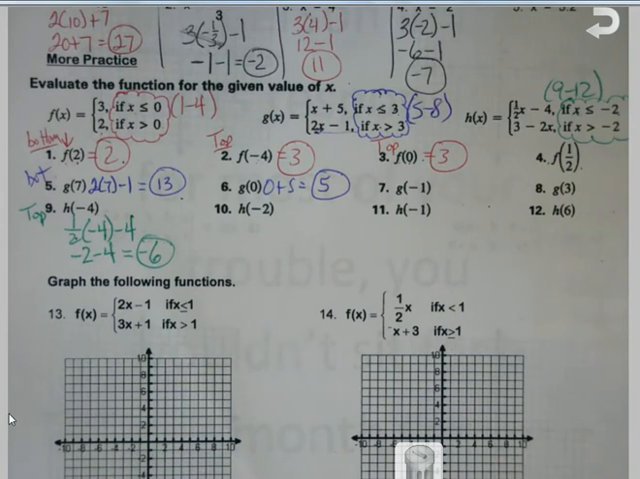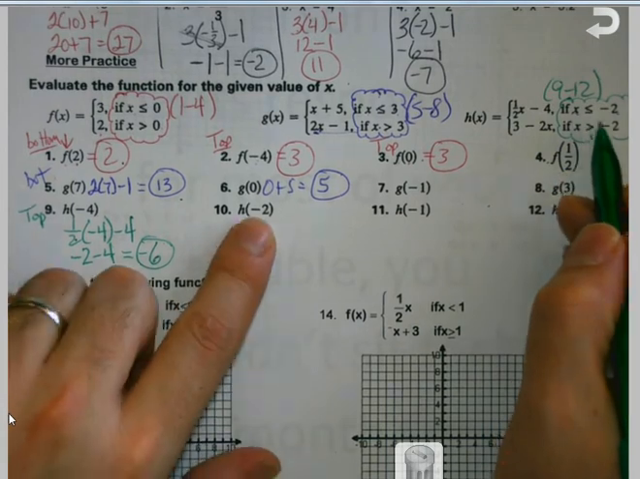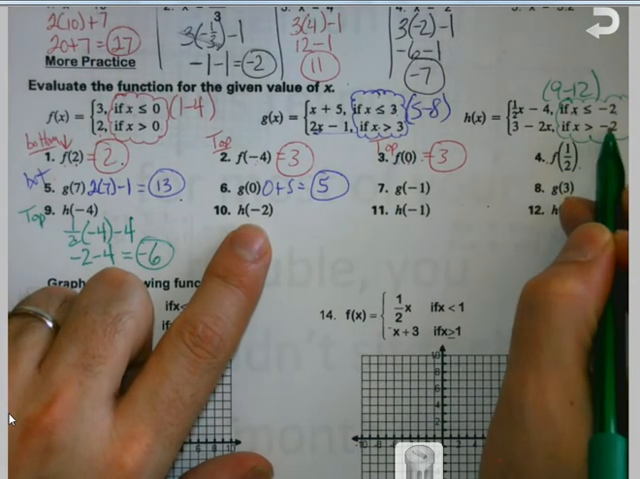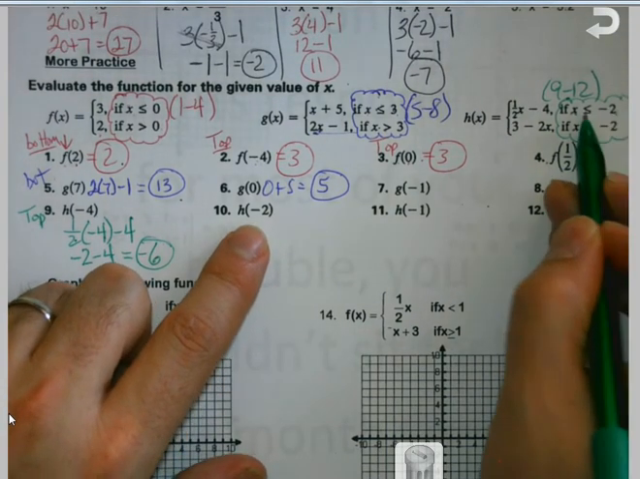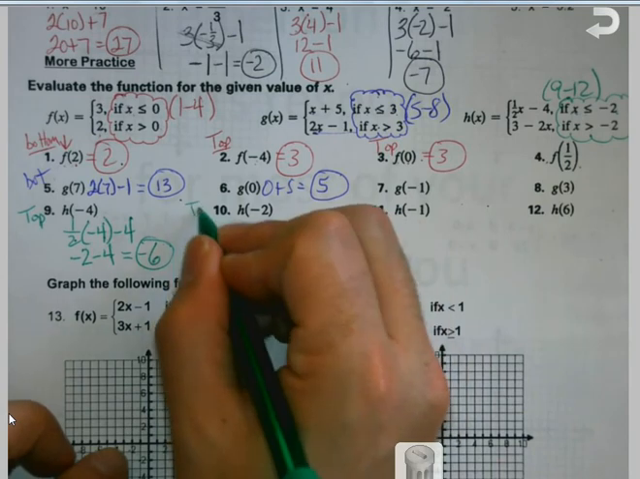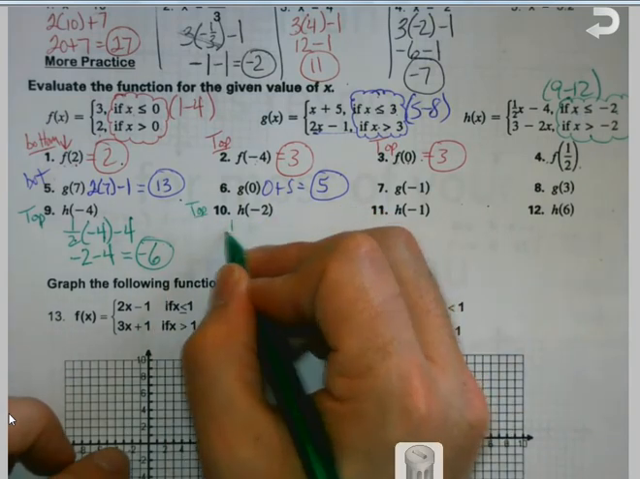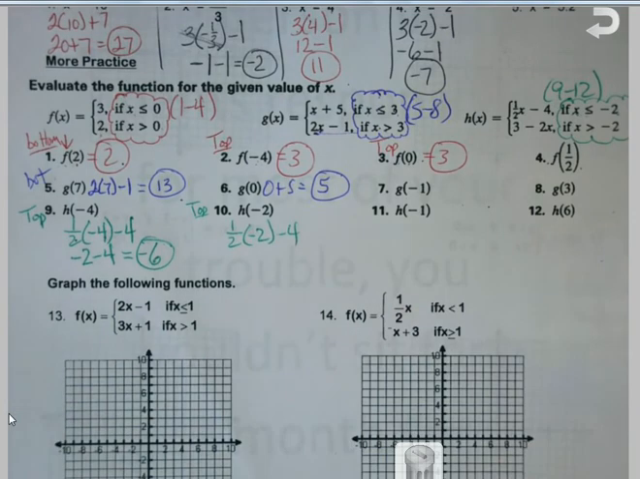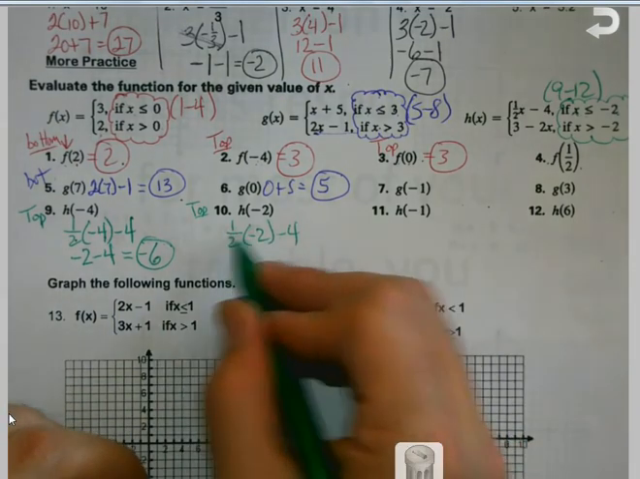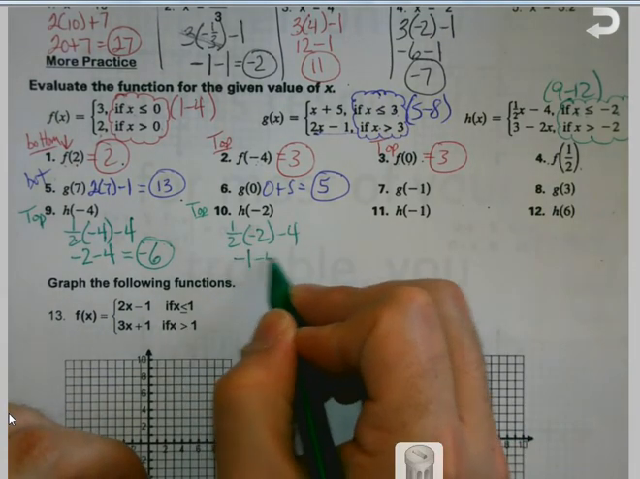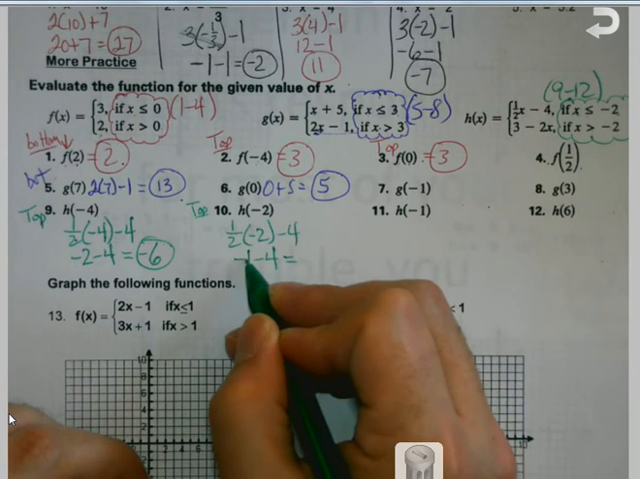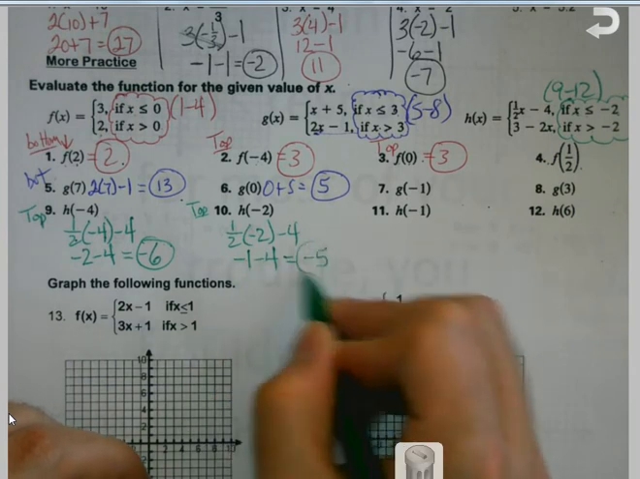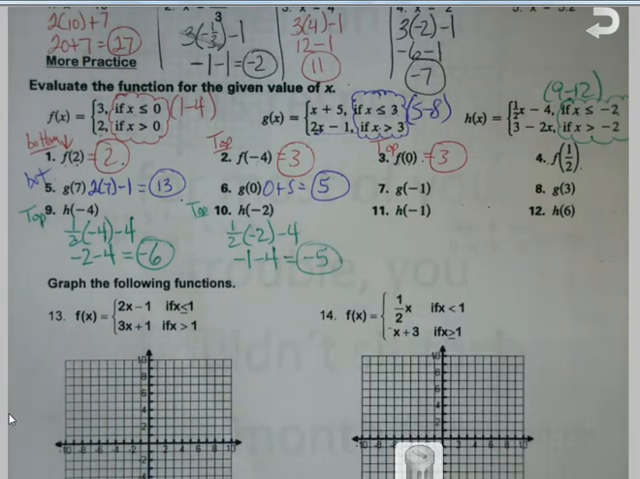Which one, which one, which one? Top. Because again, there's that -2. -2 isn't greater than -2. It's not less than -2, but it is equal to. So we do this one more time with that fraction that we are not going to fear. Half of 2 is 1. -1 minus 4 is -5, and we're good there.